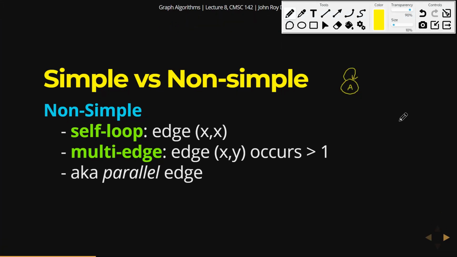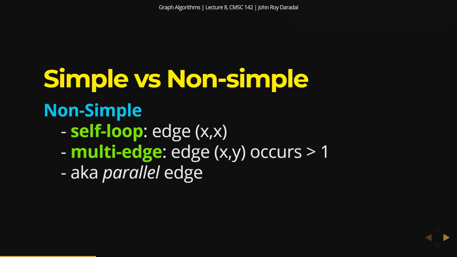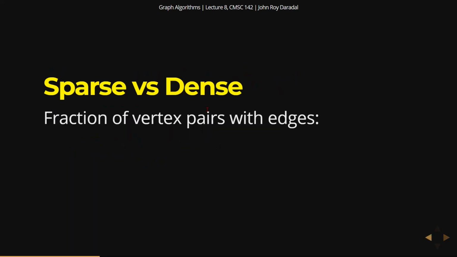So it goes from A back to A, or if it has multiple edges like A, B, and there are multiple connections that connect them. So this is known as the parallel edge. Okay, so if either one of the two is present, then it's already non-simple. Otherwise, it's simple.